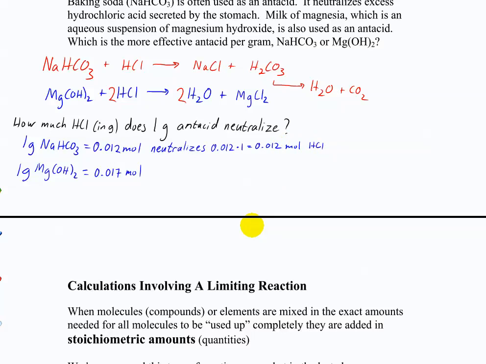And then the magnesium hydroxide neutralizes 0.017 times 2, which is 0.034 moles of HCl.